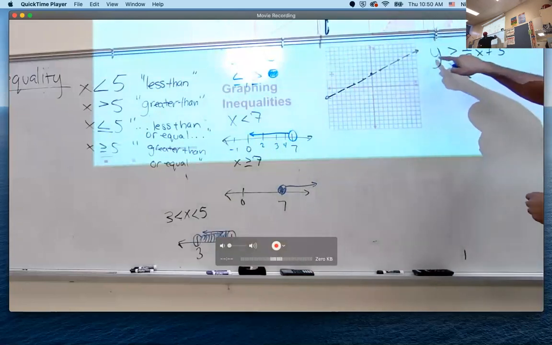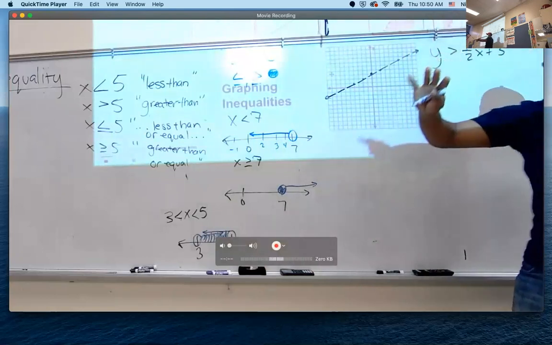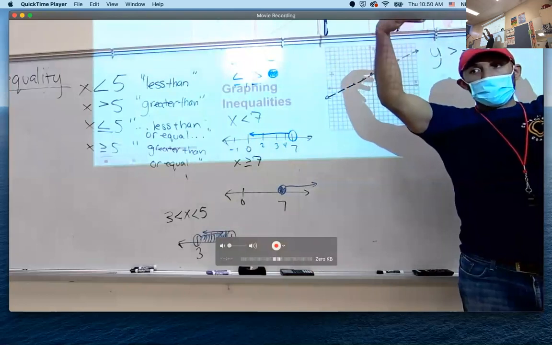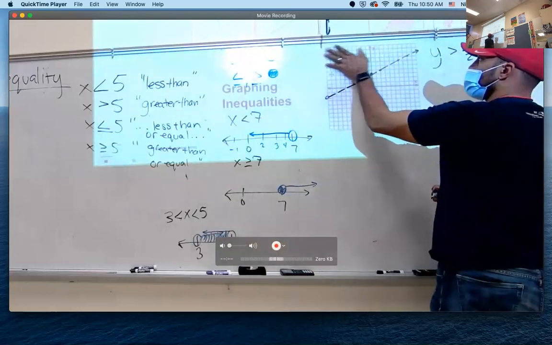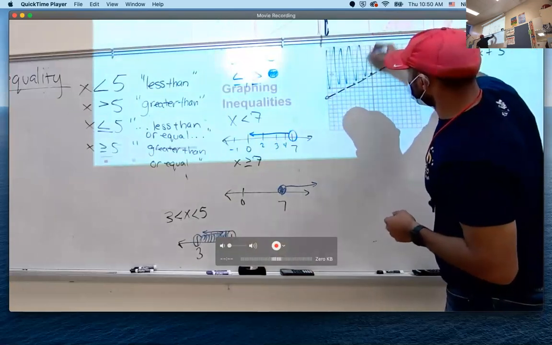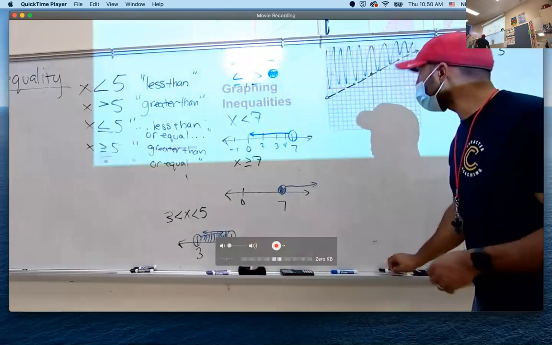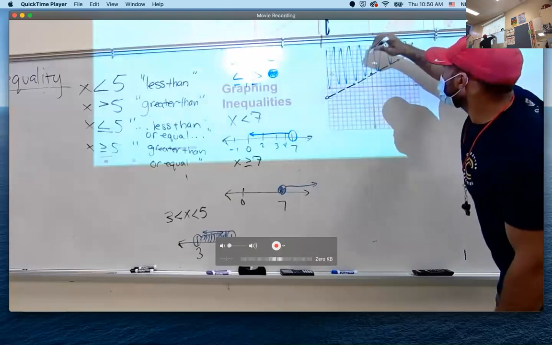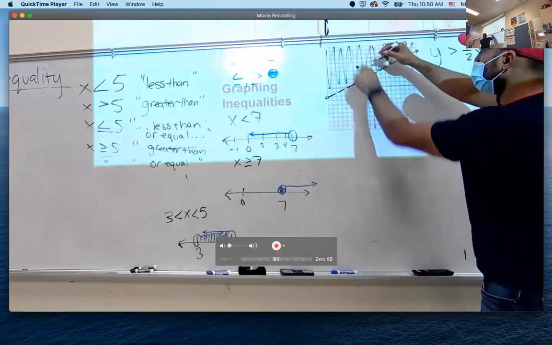Now, if it says y is greater, you're going to shade on the top, above the line. Okay, let's go above. So that means up here, above the line, that's where all the answers are. So, for instance, that point right there, that's at -3 and 5.